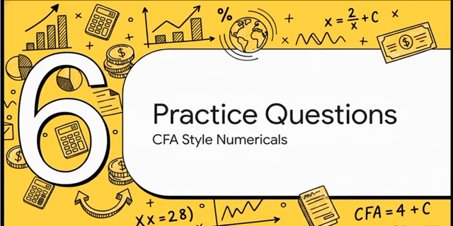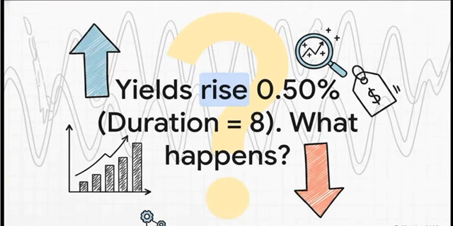Finally, part 6, step-by-step practice problems. Let's put this into action. Take a look at this prompt. A bond has a modified duration of 8. Yields rise by 0.50%. Before we do any math, think about that core inverse relationship we just hammered home. If yields are going up, what's happening to the price?